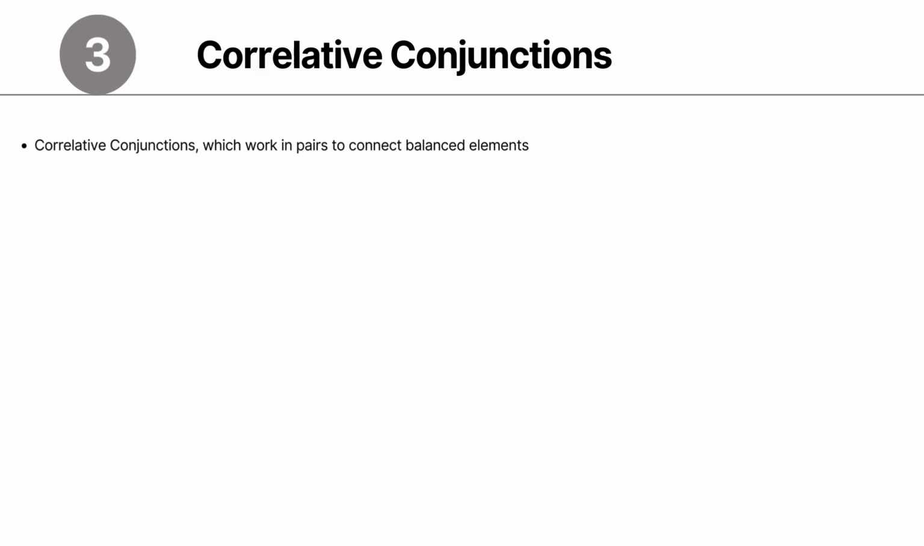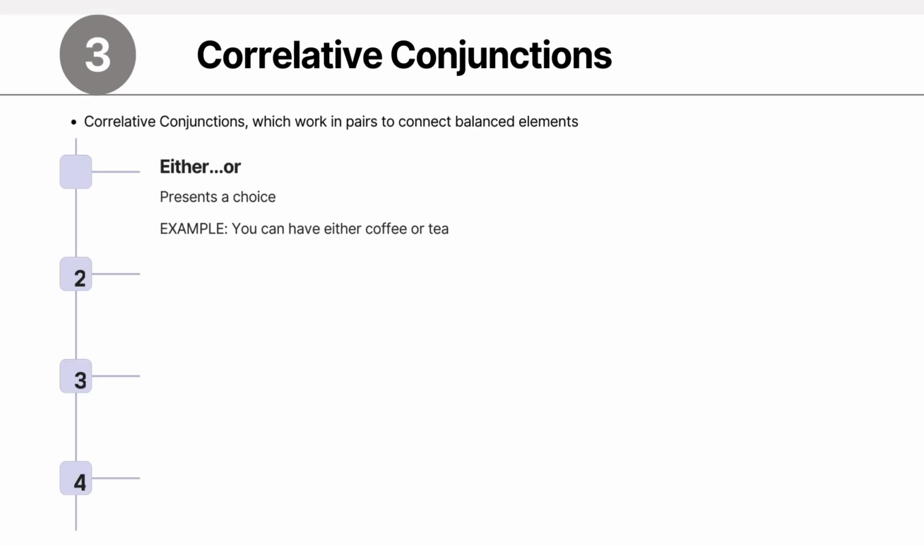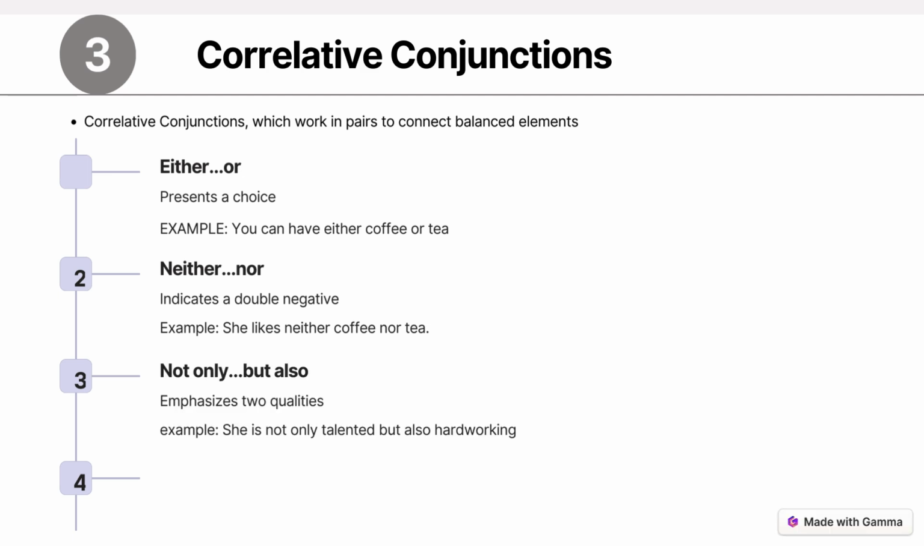Lastly, we have correlative conjunctions, which work in pairs to connect balanced elements. Some common pairs are either, or: "You can have either coffee or tea." Neither, nor: "She likes neither coffee nor tea." Not only, but also: "She is not only talented but also hardworking." Both, and: "He is both smart and diligent." These conjunctions need to keep the structure balanced.